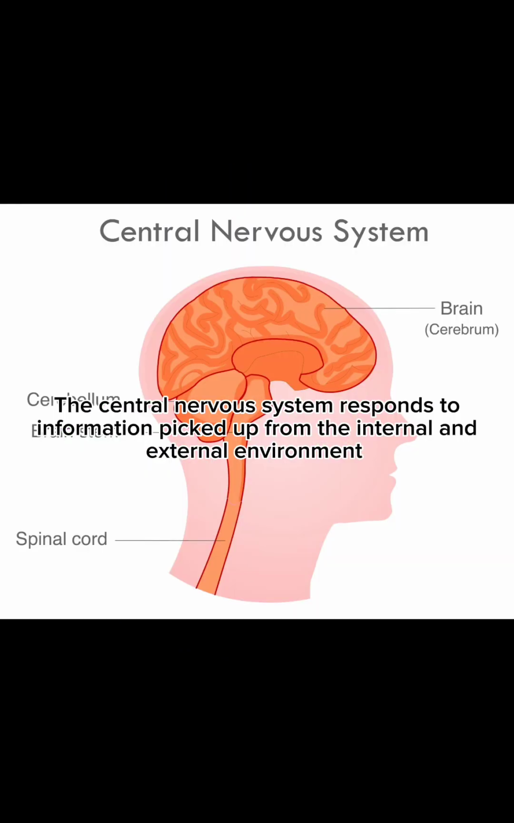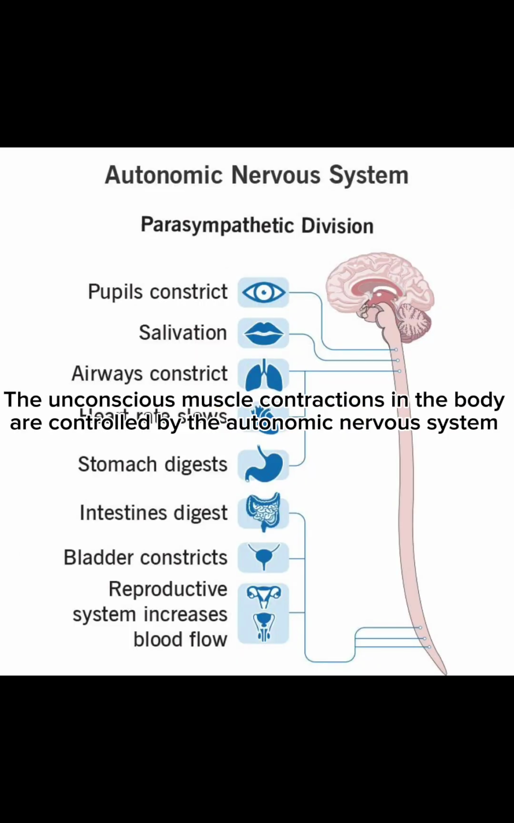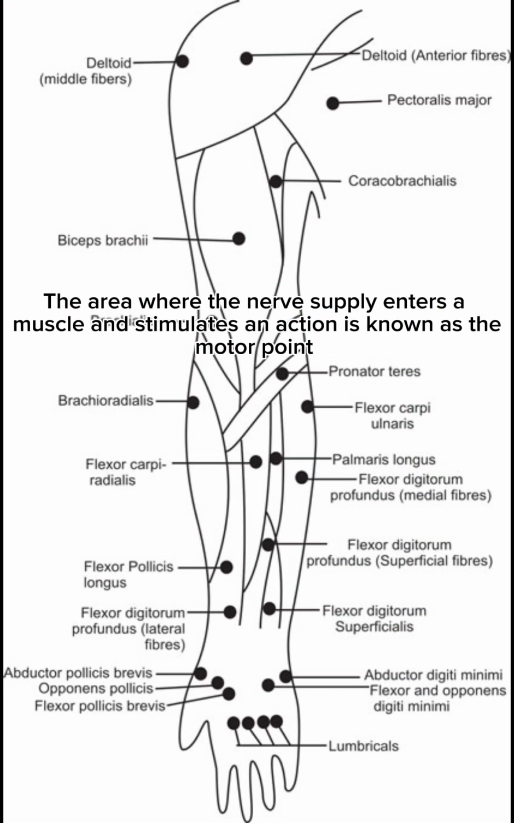The central nervous system responds to information picked up from the internal and external environment. The unconscious muscle contractions in the body are controlled by the autonomic nervous system. The area where the nerve supply enters a muscle and stimulates an action is known as the motor point.